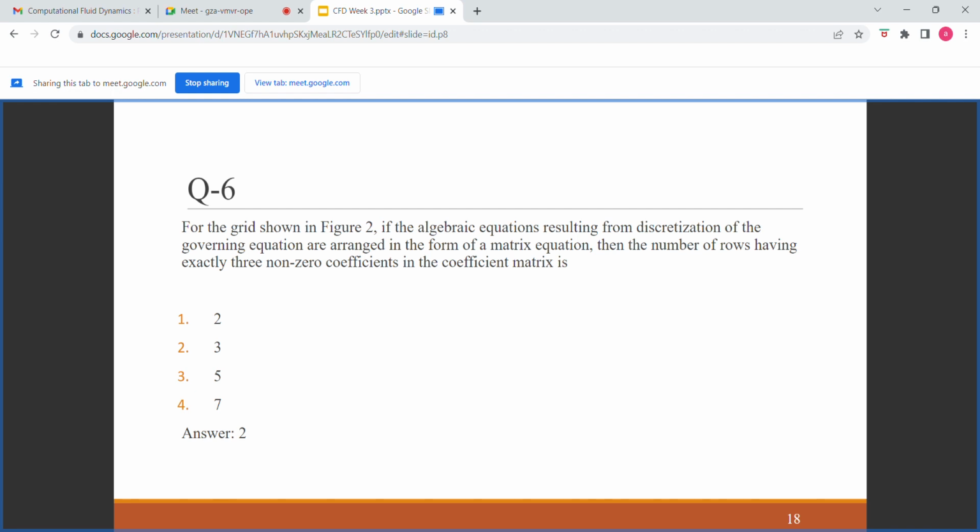In this question, it is asked: if the algebraic equations resulting from the discretization of the governing equations are arranged in the form of a matrix equation, that is, we are arranging the discretized equations in the form of a matrix, as we did in the previous question in the format AW = B, then what is the number of rows having exactly 3 non-zero coefficients in the coefficient matrix?